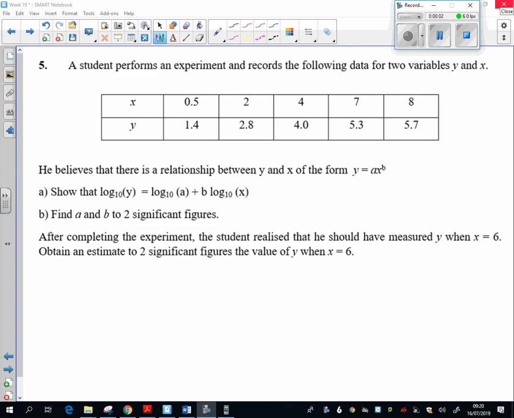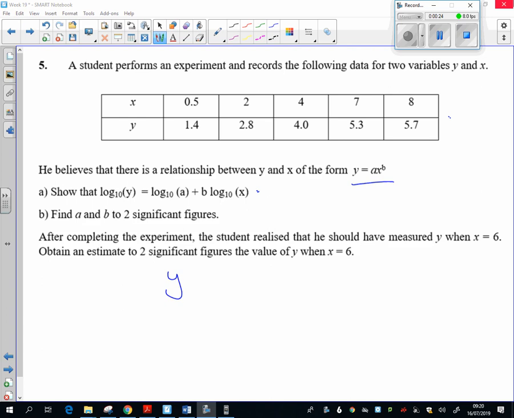Another linearizing question. This one's quite similar to the one before. It's just that rather than give us a graph, they've actually given us the raw data. So part A, again, we're told that the data followed a polynomial this time because x is the base number rather than the power. And again, they're just asking us to show how we could linearize that.